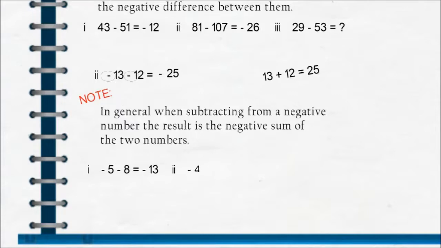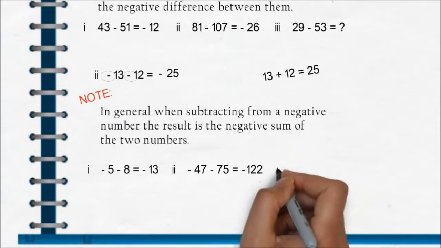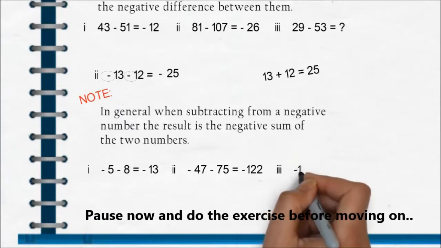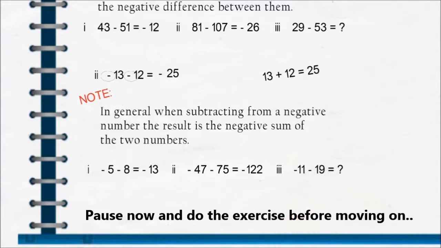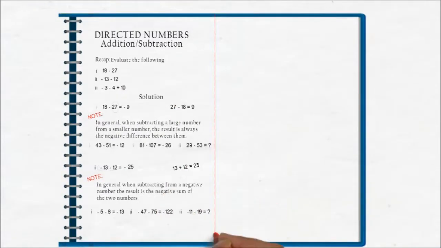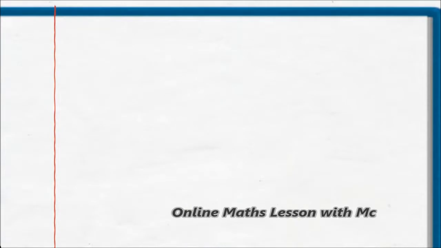Also, if we have a minus 47 minus 75, both of them are carrying a negative sign, so our result also will carry a negative sign. Then when we sum 47 plus 75, it will give us 122. So our result is going to be a minus 122. Then if we have minus 11 minus 19, I'll leave that to you to find out what the answer is. And pen that down quickly. Then we move to number 3.